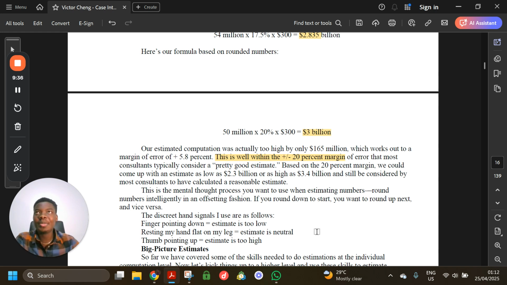So to recap, when you're trying to round numbers intelligently, it's usually better to round to a whole figure, usually figures that have a zero with them, like tens or hundreds, and also to keep track of whether your estimate is going to be too low or too high, depending on how you've rounded the numbers.